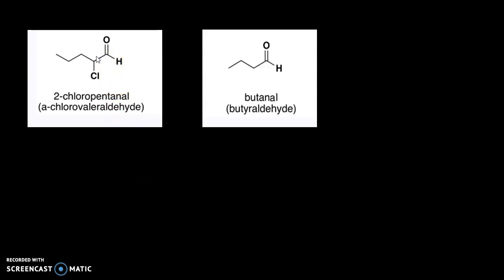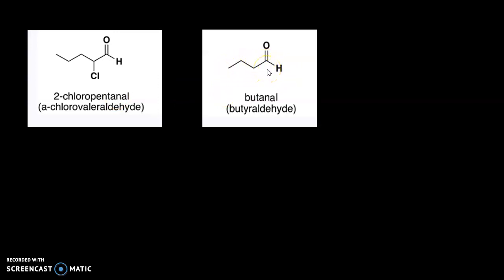Now we'll see a few more examples. See this. We'll start numbering from this carbon, 1, 2, 3, 4 and 5. So 5 carbons are there, so it will become pentane, and the E of pentane is replaced by AL, so it is pentanal, but at the 2 position there is a chloro group, so the name of this compound is 2-chloropentanal.